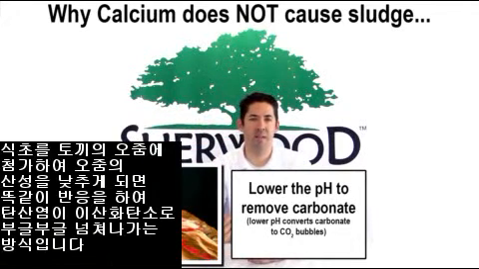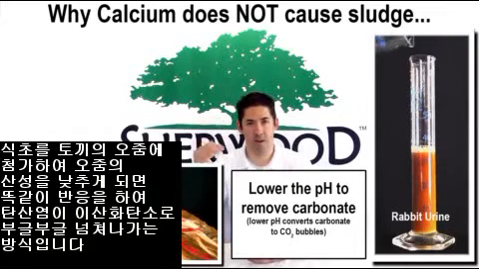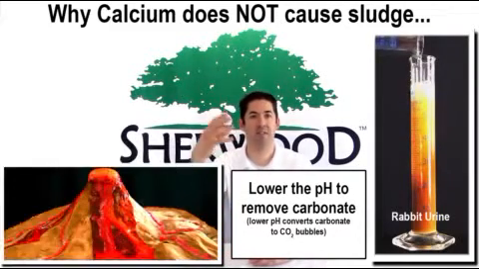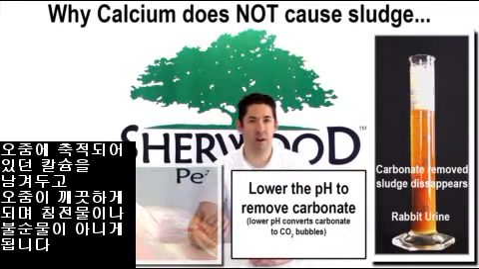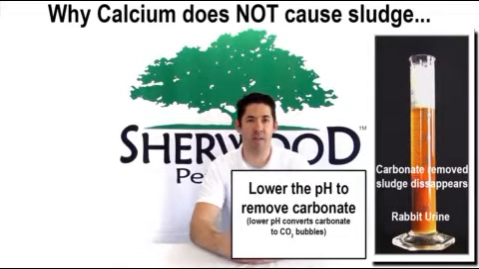If you add vinegar to fresh rabbit urine to lower the urine pH, it will react in the exact same way, where the carbonate will convert over to carbon dioxide and bubble out of solution, leaving the calcium behind, dissolved in the urine, and it goes clear, meaning it's not a precipitate, there's no sludge anymore.